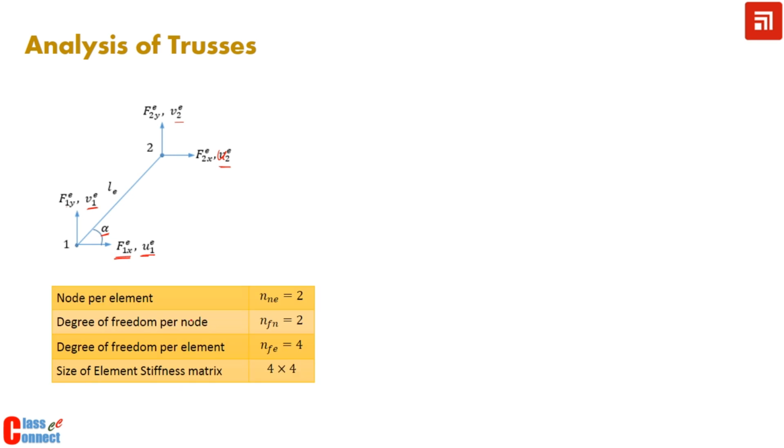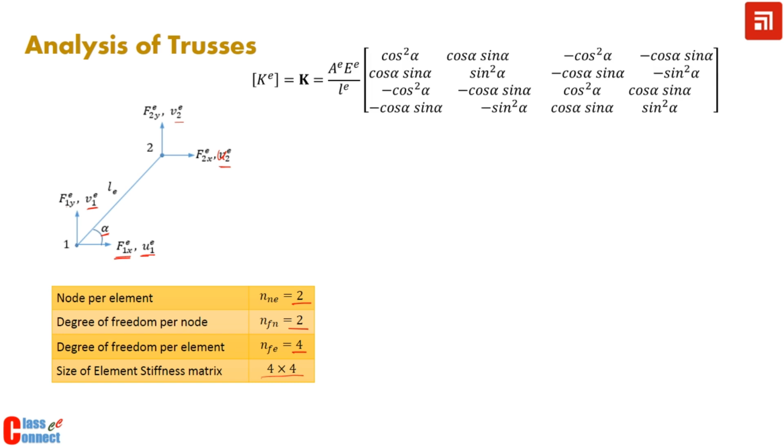We can now summarize this. So nodes per element in the case of a truss element is 2. Degrees of freedom per node is 2. Degrees of freedom per element will be 4, 2 into 2, 4, and the size of the element stiffness matrix would be 4. We can evaluate these elements of the stiffness matrix using basic statics, but we are skipping that. I am directly writing down the elements of the stiffness matrix of a truss element.